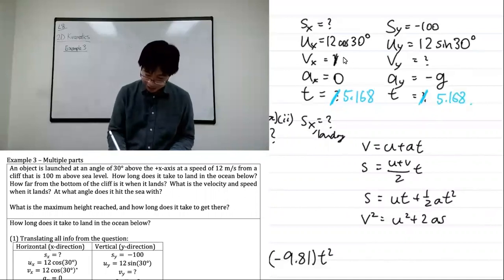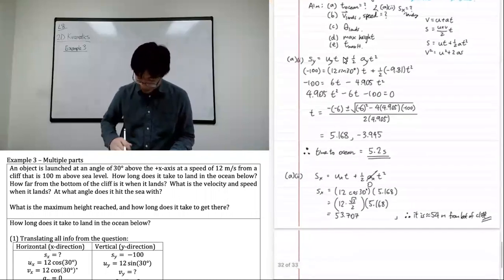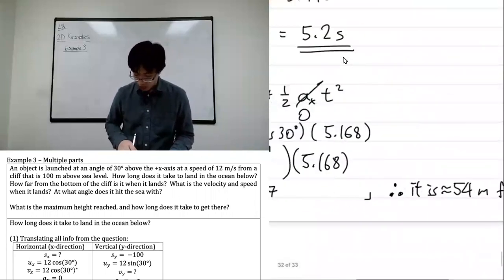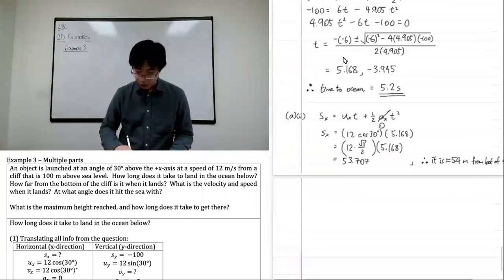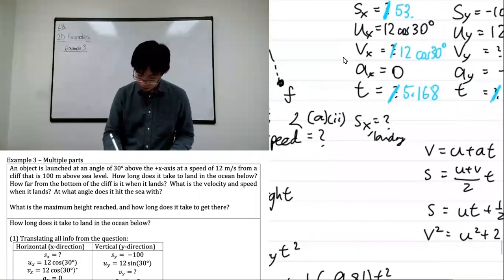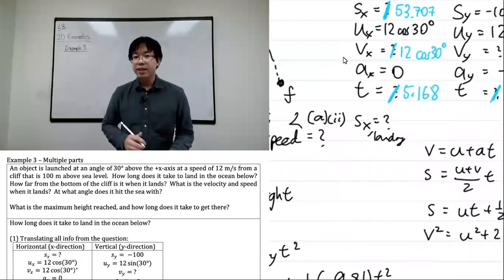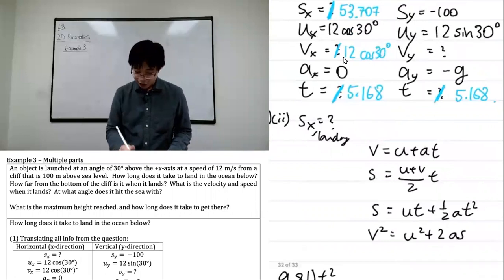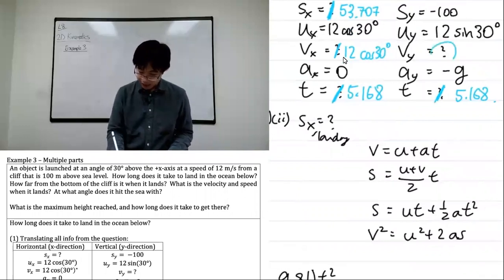So I actually do know this, right? So I can update it with 12 cosine 30 degrees. And I've got that from my previous answer as well, which is 53 point. Again, don't use the rounded one. Use the unrounded one, 707. So we will put it here. Okay, and yeah, we know this already. We just need to find this.